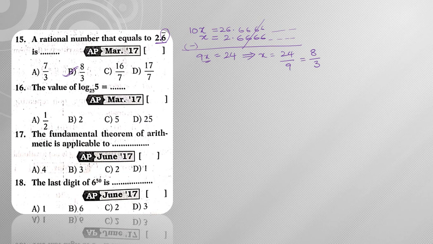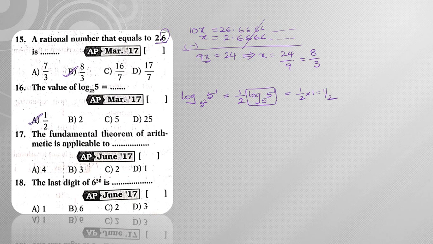Next, the value of log 5 to the base 25. Whenever you have such type of questions, mostly you are going to apply the power rule. Log 5 to the base 25, I can write 25 as 5 square, right? Using the power rule I can write it as 1 by 2 into log 5 to the base 5. Already this value log 5 to the base 5 is nothing but 1. So 1 by 2 into 1 gives me 1 by 2. Hence the answer is 1 by 2.